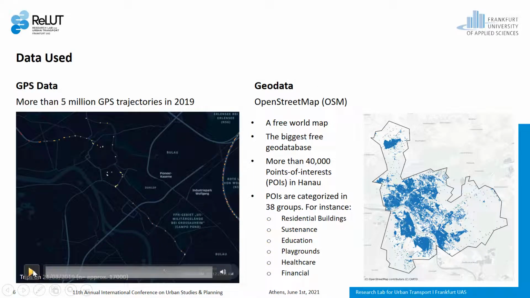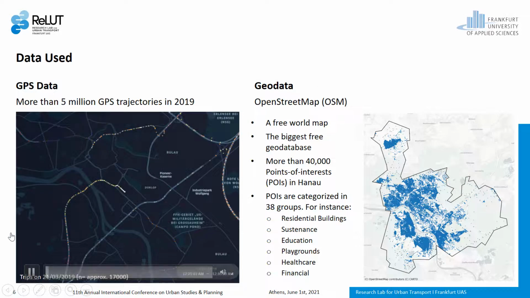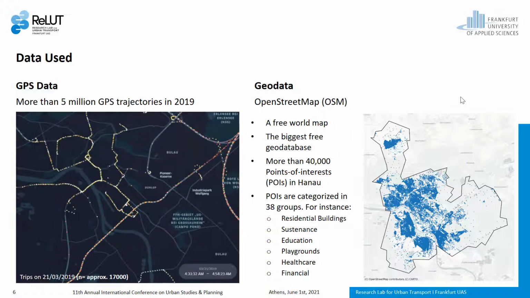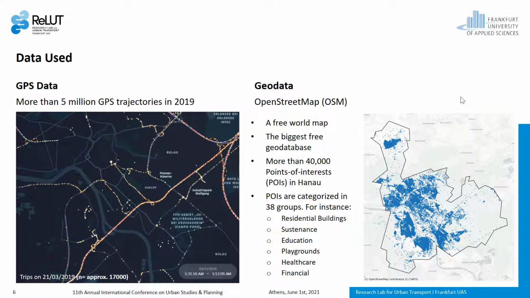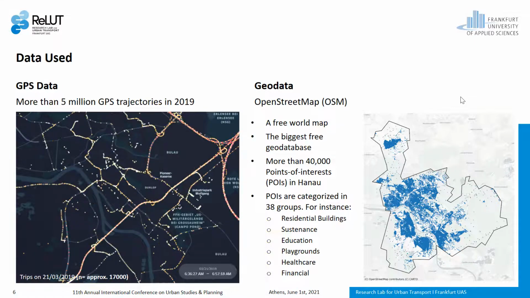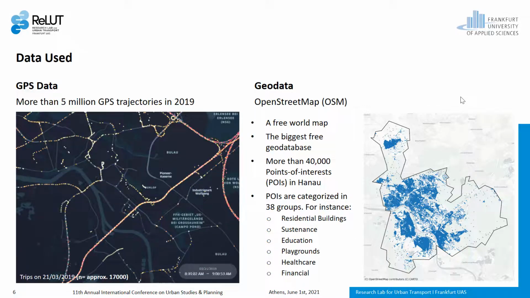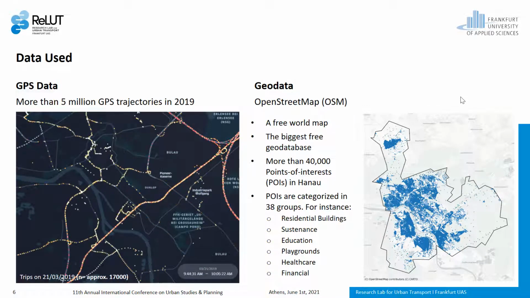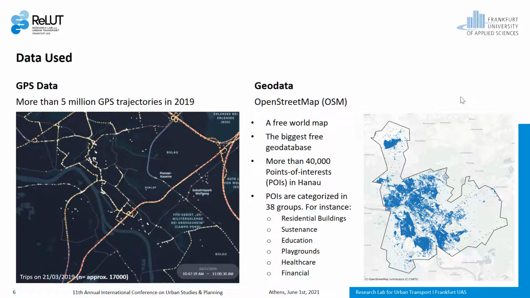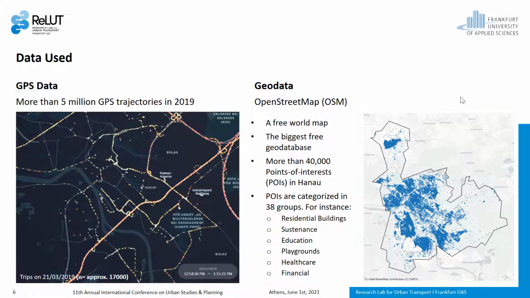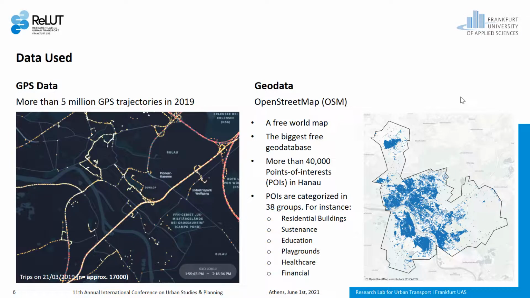Let's proceed with the data used in this project. Our GPS dataset contains more than 5 million GPS trajectories in the year 2019, which have at least one point in the bounding box surrounding Hanau. These trips represent roughly 2 to 3% of the actual trips, which means we can consider it a representative sample of mobility flows in Hanau. This dataset also contains valuable information about vehicle type, vehicle weight, recording source, etc.